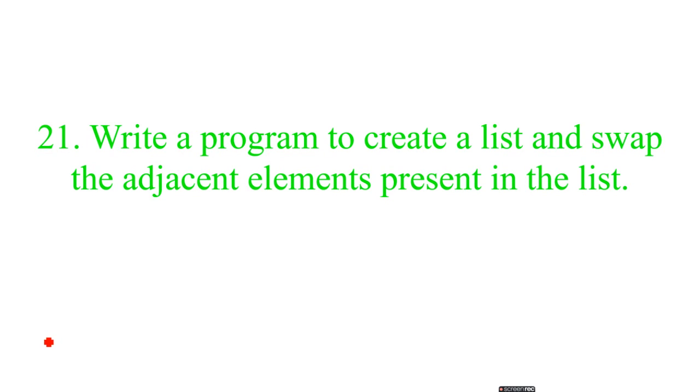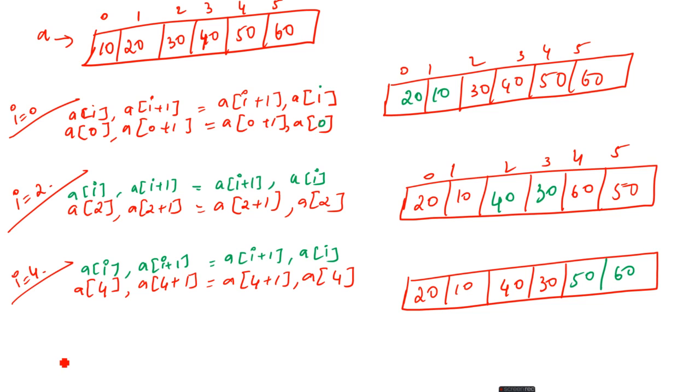The question is to write a program to create a list and swap the adjacent elements present in the list. In this question, you have to interchange the adjacent elements present in the list. Now see, we have a list 10, 20, 30, 40, 50, 60. Now we have to swap the values. That means the resultant list should be like this: 20, 10, 40, 30 and 50, 60. That means we have to swap the adjacent values.